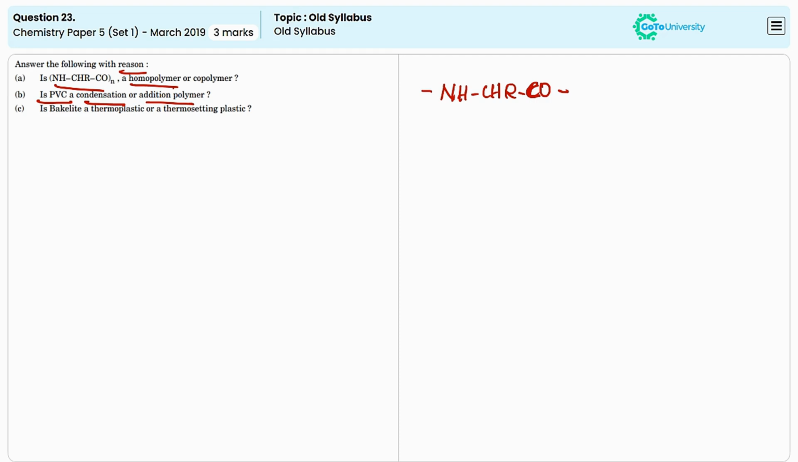So here PVC is a type of addition polymer and they are produced from the monomer vinyl chloride, and the structure of PVC can be represented as the given. And the third one is bakelite a thermoplastic or thermosetting plastic?